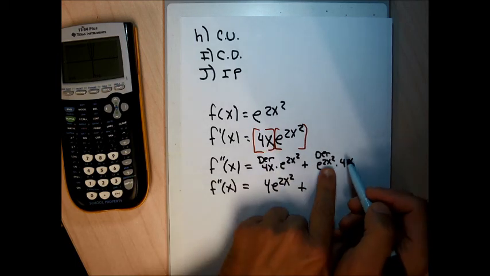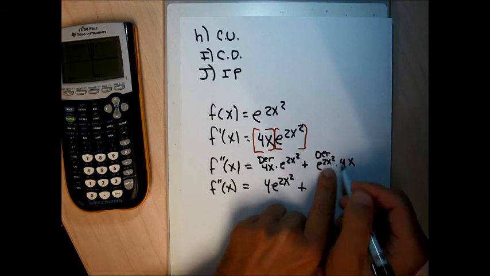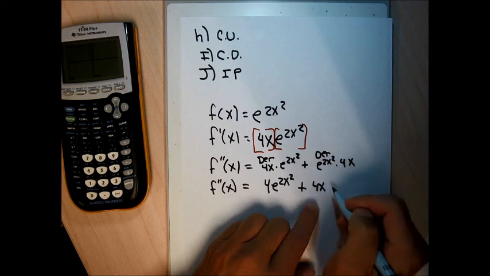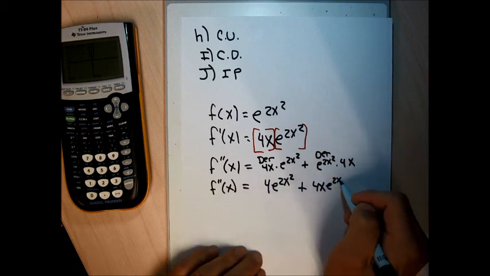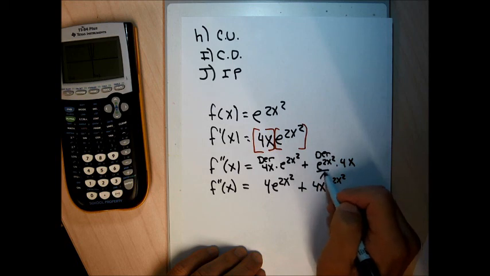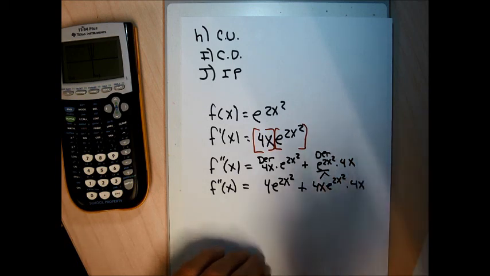And then for the derivative of e to the 2x squared, you just take the derivative of its exponent, which is the derivative of 2x squared, which is 4x, times the e to the 2x squared function unchanged. So this is the derivative of that, and I still have the times 4x.